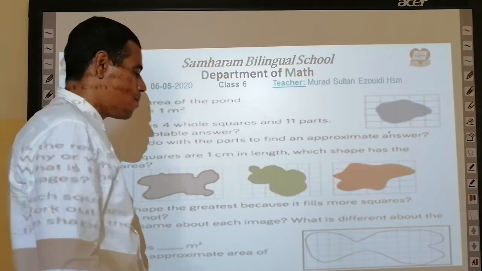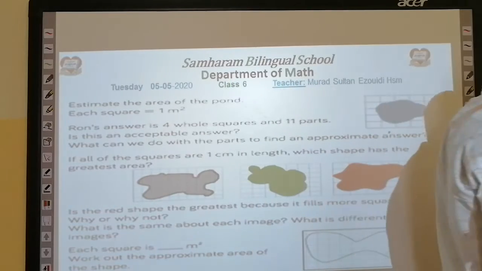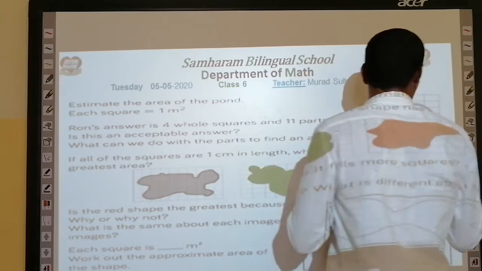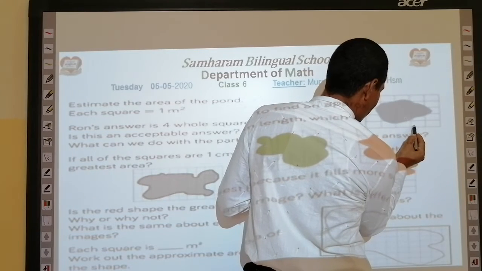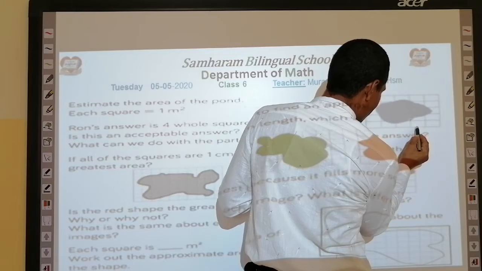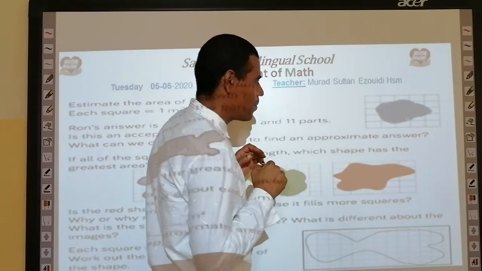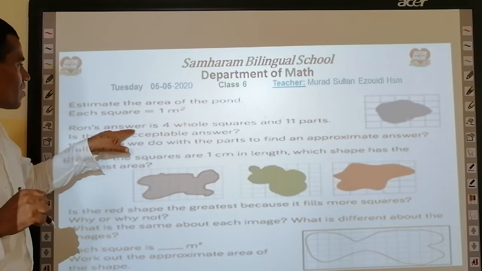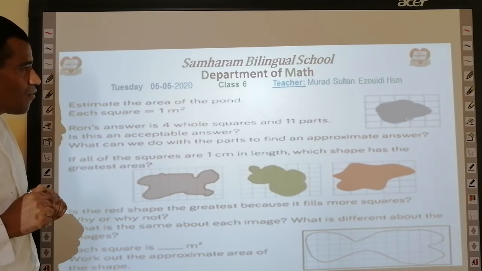Estimate the area of the pond. Ron's answer is 4 whole squares and 11 parts. Okay, 11 parts. Let's do it. I think it's not clear, no problem. Ron's answer is 4 whole squares and 11 parts.